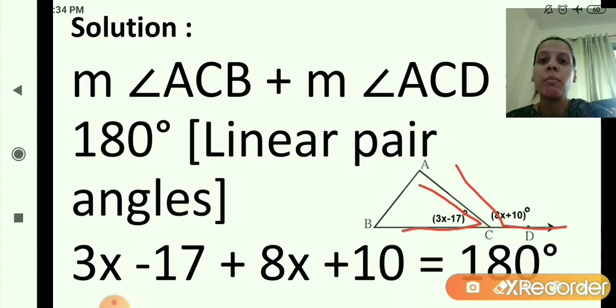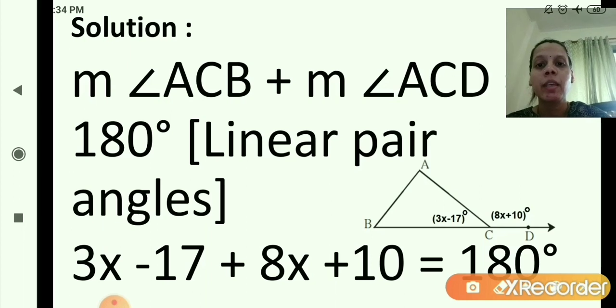We know the measures of these angles, that is ACB is given and ACD is given in the question. So we will put the values. What is the measure of angle ACB? Yes, it is given, that is 3x minus 17 degree, that we will write down. Then what is the measure of angle ACD? That is given, 8x plus 10. So that also we will write down here.